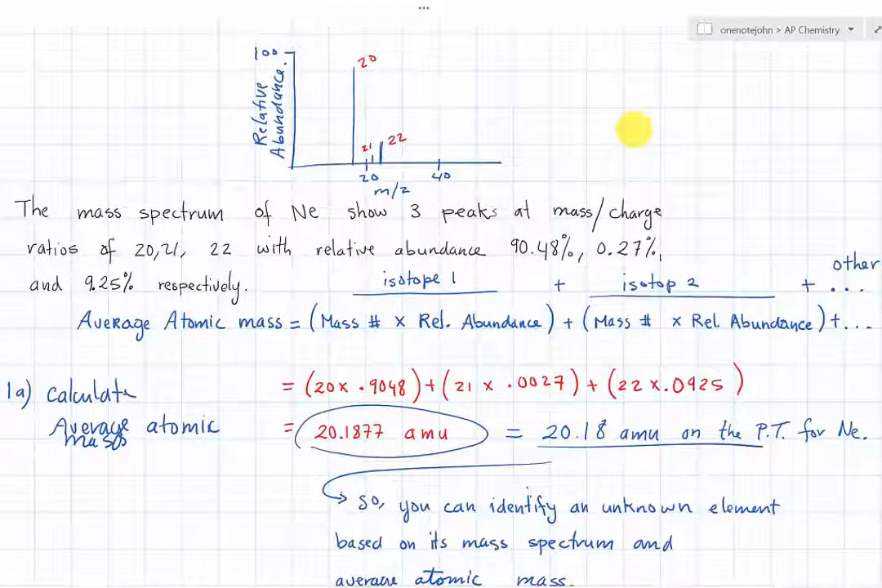That an element has multiple isotopes. On the periodic table, we are given the average atomic mass for that particular element. In this lesson, we are going to look at a technique called mass spectrometry. By looking at a mass spectrum of a specific element, which has multiple peaks, it will give us information about specific isotopes.